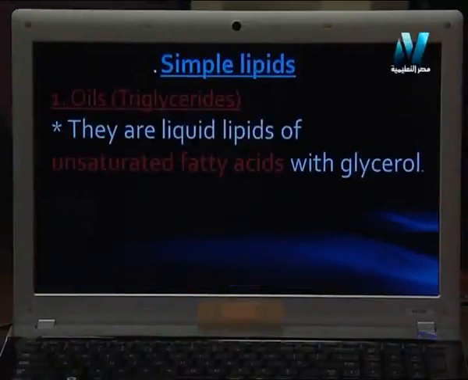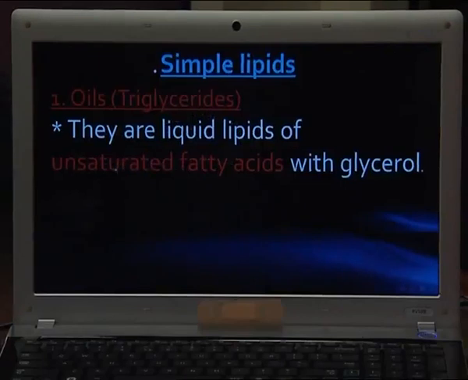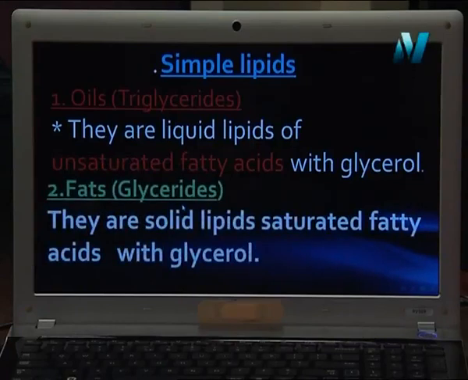Simple lipids. In the simple lipids, the oil we call triglyceride. They are liquid. Oil is in liquid form, made of unsaturated fatty acids with glycerol. Unsaturated means containing single covalent bonds between the carbons of the fatty acid. As for fat, we call it glyceride, and it is solid. We all know fat is solid, and it is made of saturated fatty acid with glycerol. Saturated means I have double or triple covalent bonds between the carbon atoms of each molecule of fatty acid.